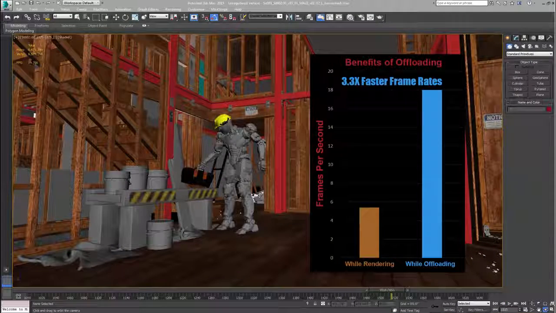By offloading compute-intensive rendering to the Render Pro, your viewport frame rates will remain high, and you can stay productive in all areas of your workflow.